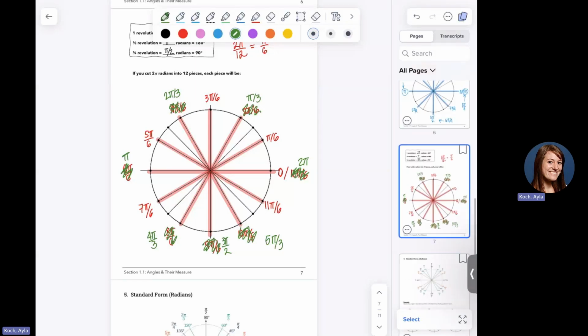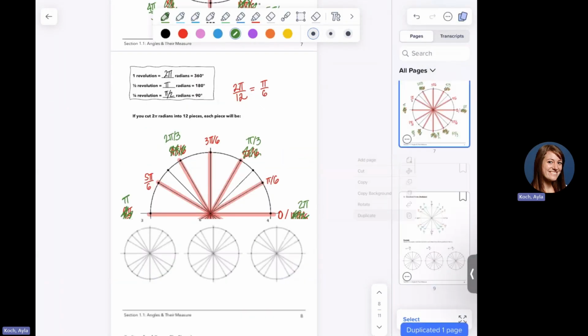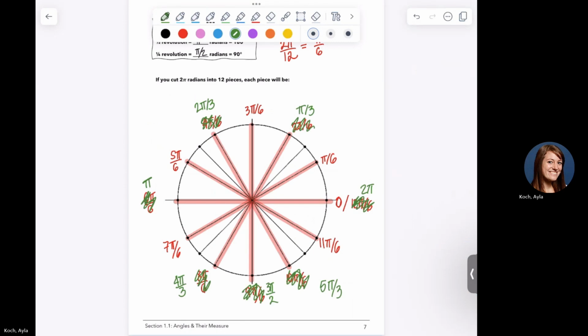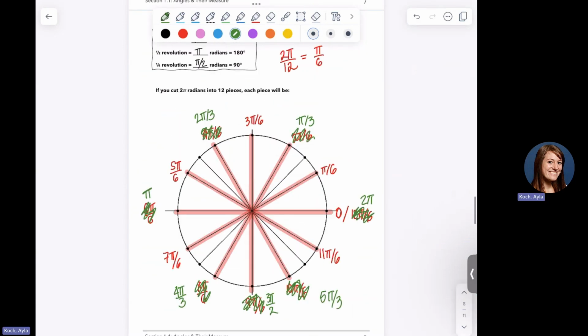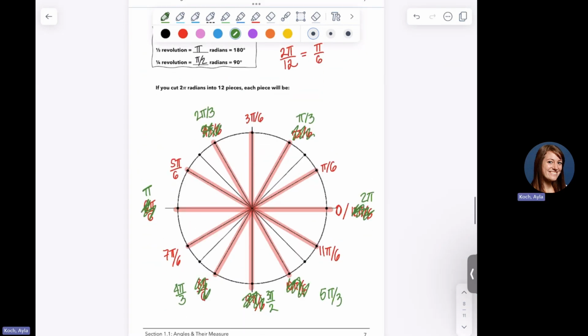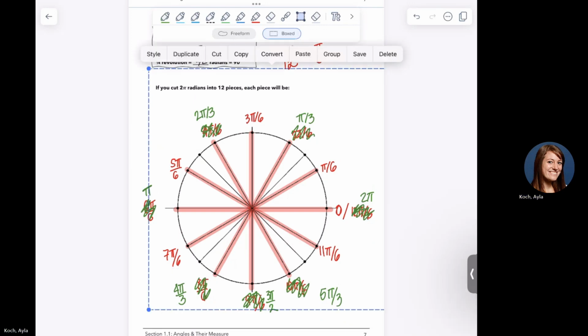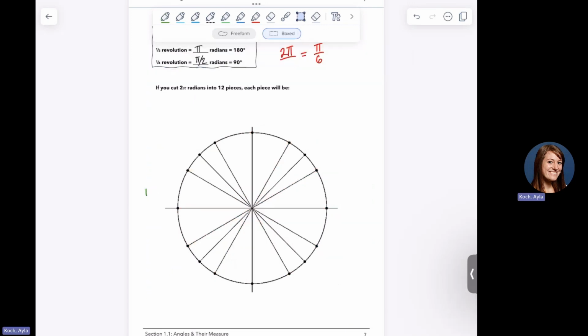Put another page in here. I'm going to duplicate this page real quick and erase all this. I'm just going to put this all together now. All together.